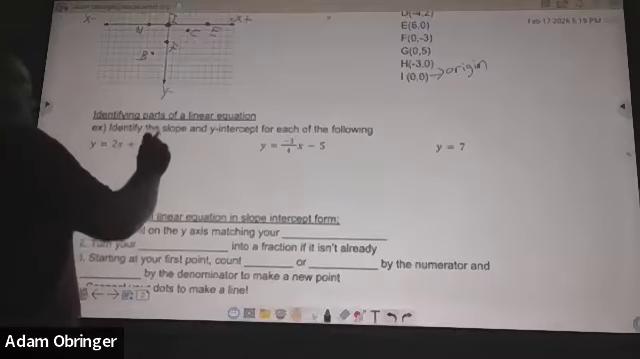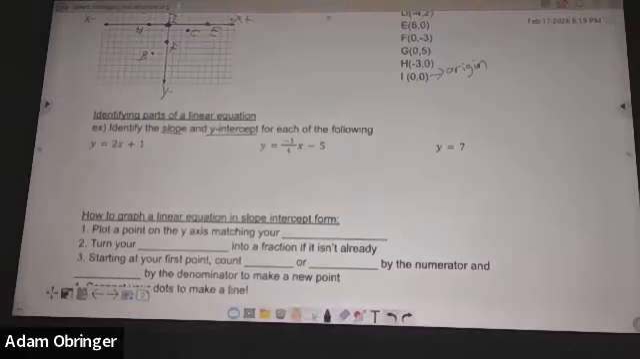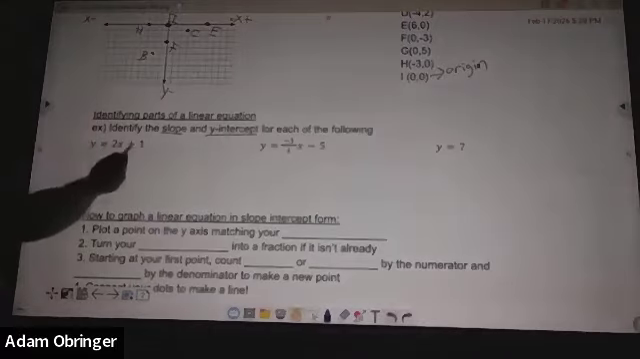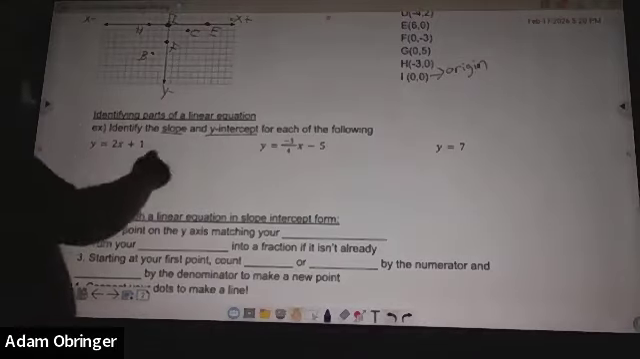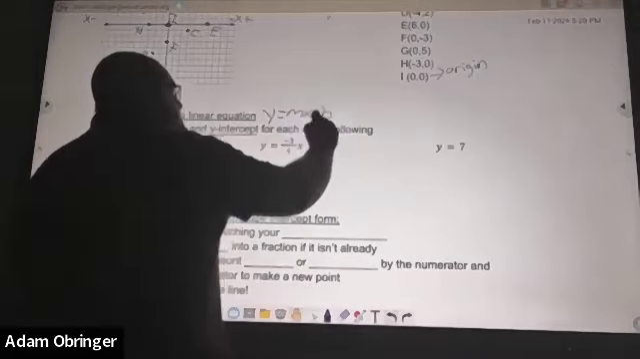It says identify the slope and y-intercept for each of the following. So we're identifying key terms from a linear equation. We've got y equals 2x plus 1. Keep in mind, our equation is y equals mx plus b.